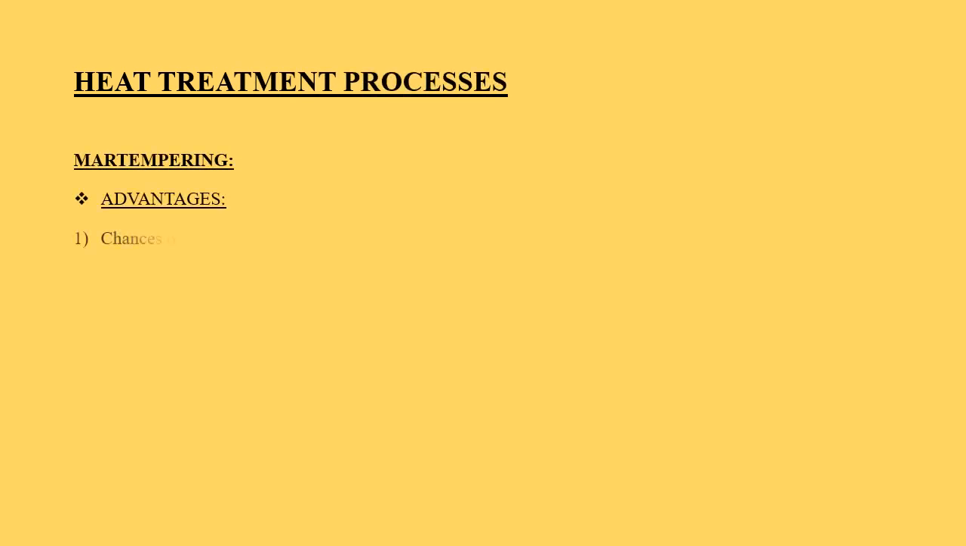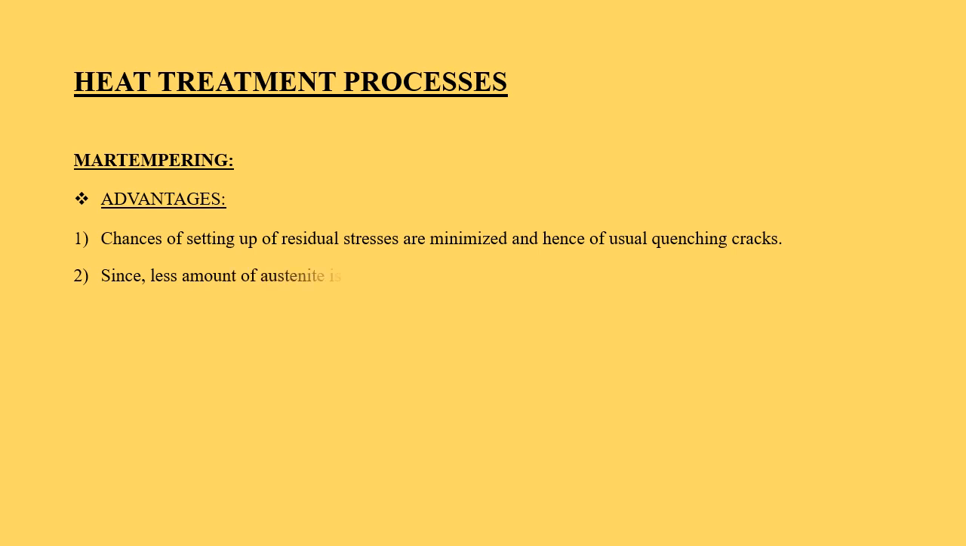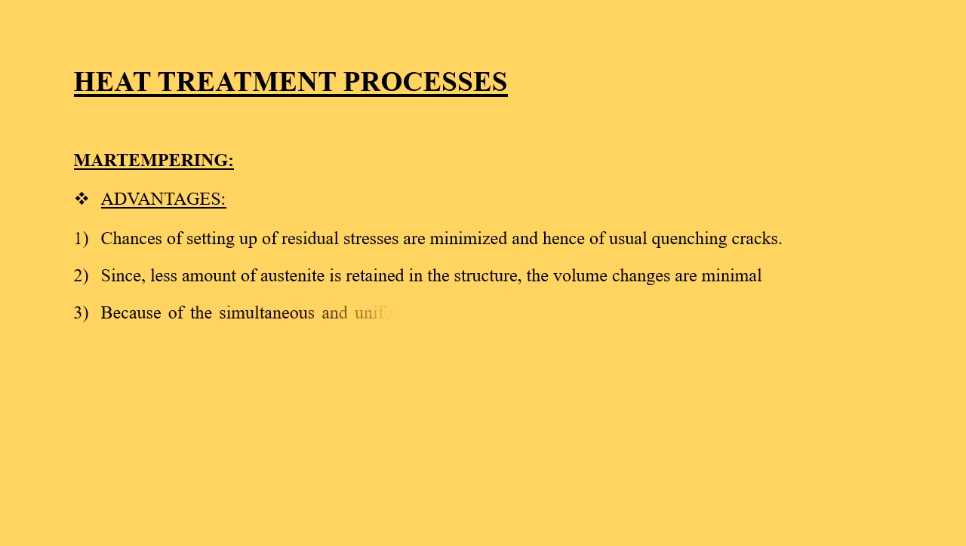The advantages of martempering are: the chances of setting up residual stresses are minimized, and hence the usual quenching cracks. Since less austenite is retained in the steel structure, the changes in volume are minimal. Because the transformation occurs simultaneously and uniformly throughout the metal, the chances of warping are very small.